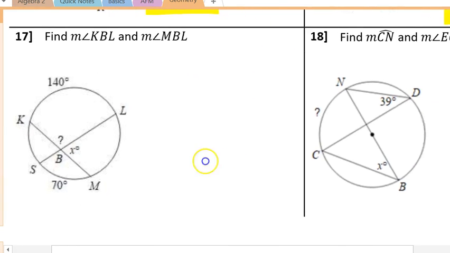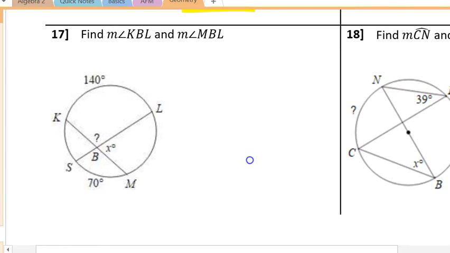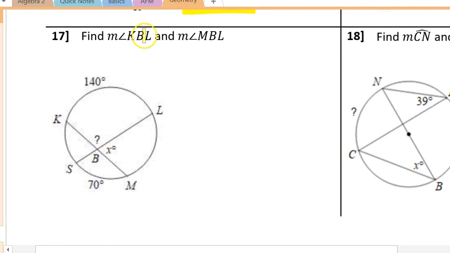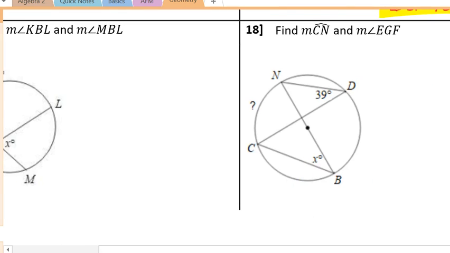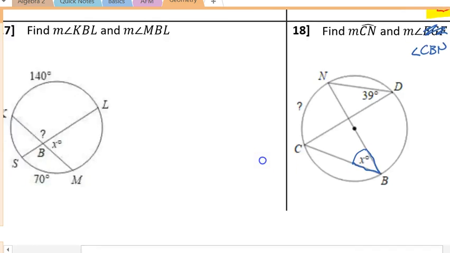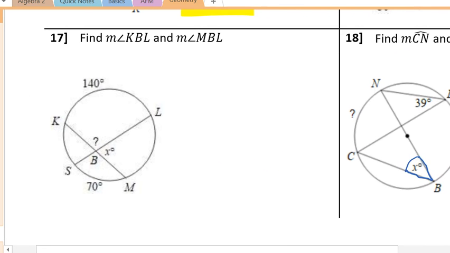Okay, last two questions. We're looking for two different pieces here, angle KBL and MBL, and here we're looking for arc CN, and this is a little typo. This should actually say measure of CBN. This unknown right there. All right, let's go back to number 17.